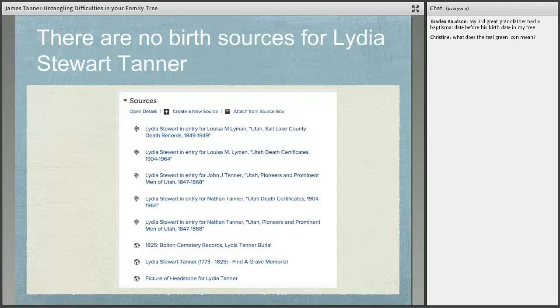So the sheer number of sources really has no basis on the accuracy of the record, because there could be 100 sources here, and if there still were no birth sources or other identifying sources, we would have an incomplete gap between Lydia Stewart and her parents.